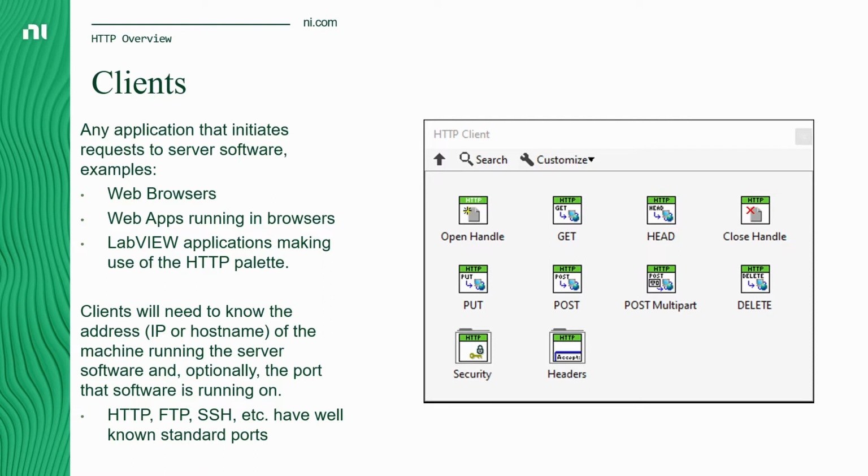Clients will need to know the address, whether it be the IP address or hostname, of the machine running the server software, and optionally, they'll need to know the port that that software is listening on. Protocols such as HTTP, FTP, SSH, and many others have well-known standard ports that do not need to be specified in a request.